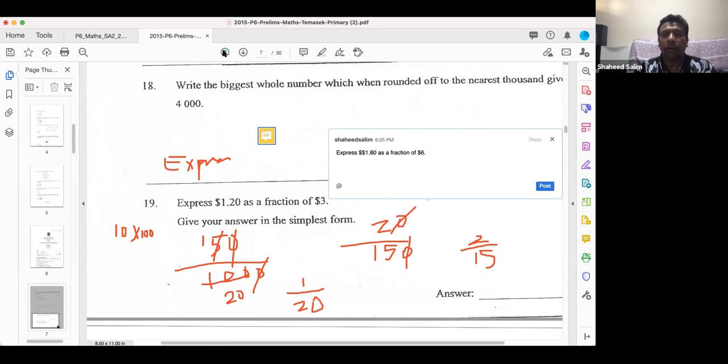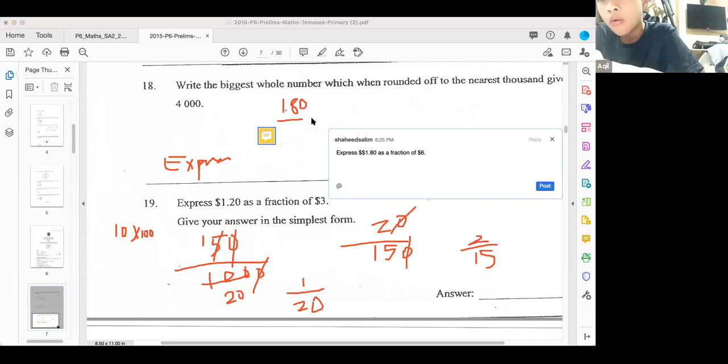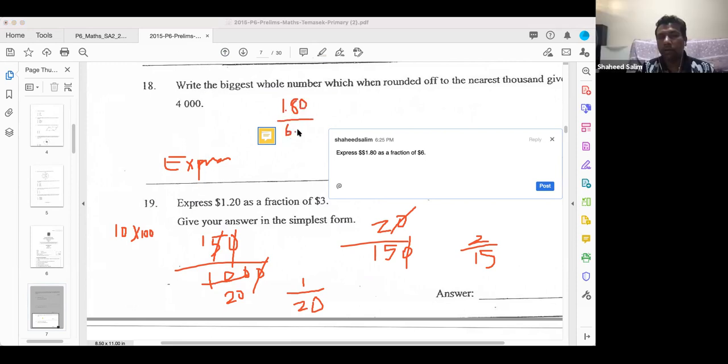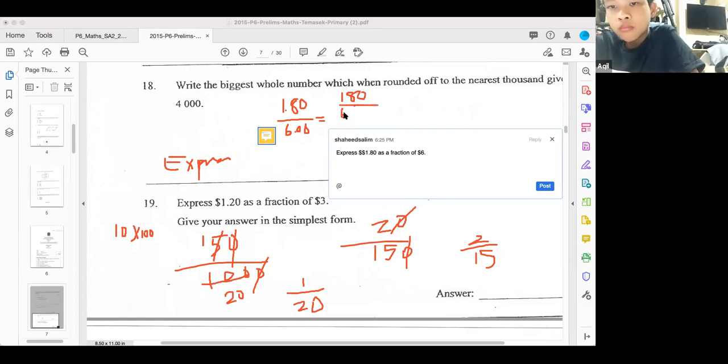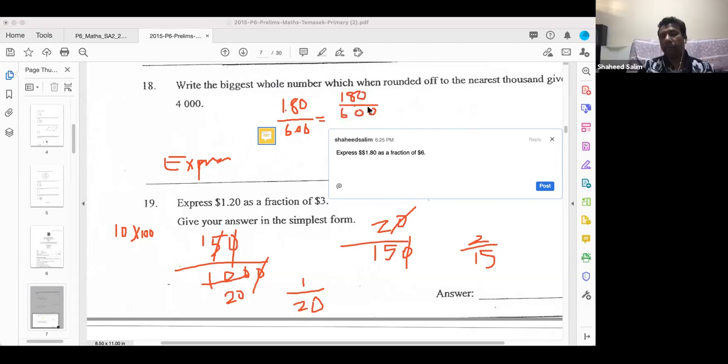Can, Akil? Okay, now down here, Akil. You try down here, you see. So you know 180 is supposed to be on top. Below is $6. You change it to cents. 180 over 600. You cancel the 0, cancel the 0. Divide by 6, you get 3. Divide by 6, you get 10. 3 over 10. Okay, now we have to move on.